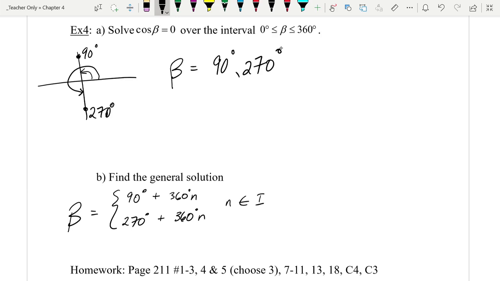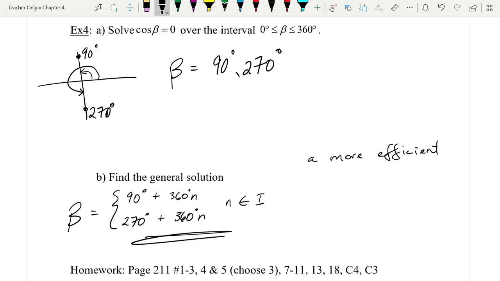Now, I could have actually made that a simpler answer. This is fine. This is a perfectly good answer. I'd give it full marks. But if you're into efficiency to your answers, could anybody have made this smaller? 90 plus 180. Oh, there you go.